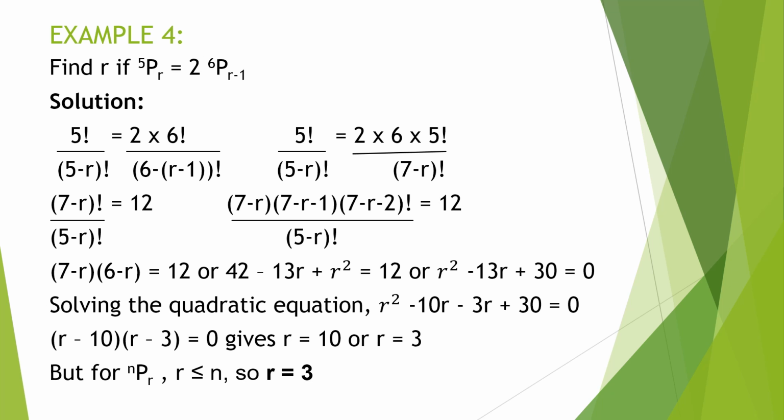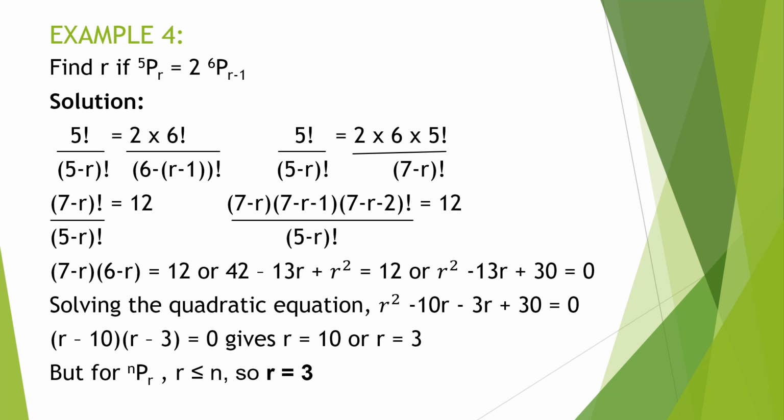That is equal to (7 minus r) factorial. What is (7 minus r) factorial? For factorial you go on subtracting 1. So (7 minus r) into (7 minus r minus 1) into (7 minus r minus 2) factorial upon (5 minus r) factorial. But what is (7 minus r minus 2) factorial? It is (5 minus r) factorial. So (5 minus r) factorial gets cancelled out. Ultimately what you have is (7 minus r) into (6 minus r) is equal to 12.